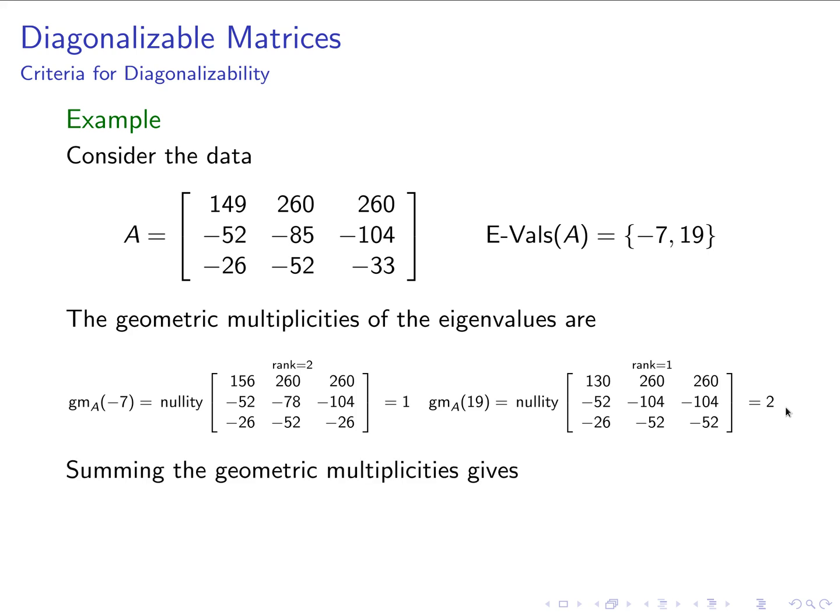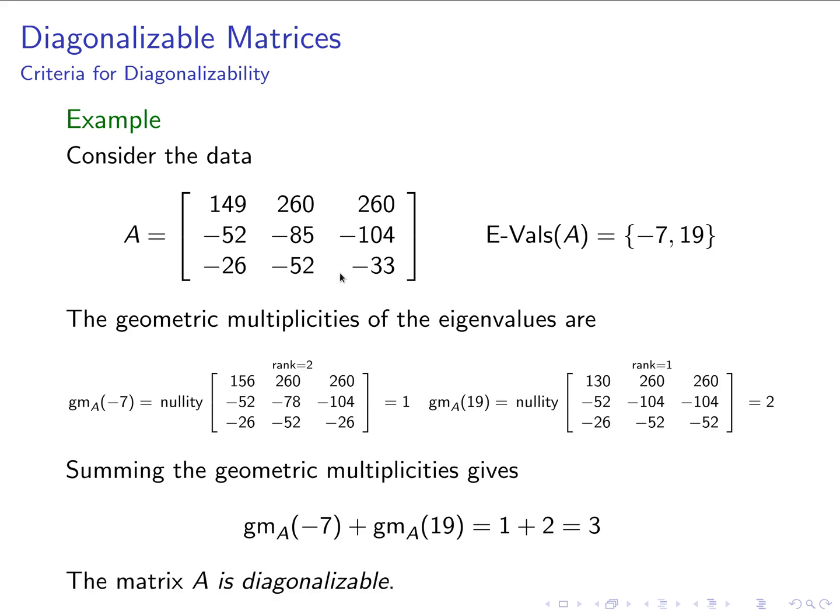So now, since we have both eigenvalues, and we found both geometric multiplicities, we can add these geometric multiplicities together, and we get 1 plus 2 equals 3. But 3 here is also the size of our original matrix, so this tells us that the matrix we're working with in this example is diagonalizable.